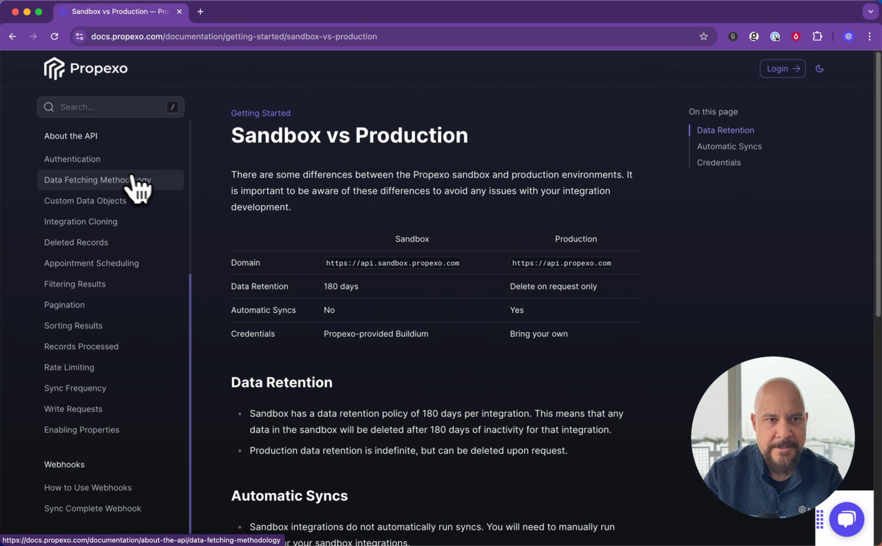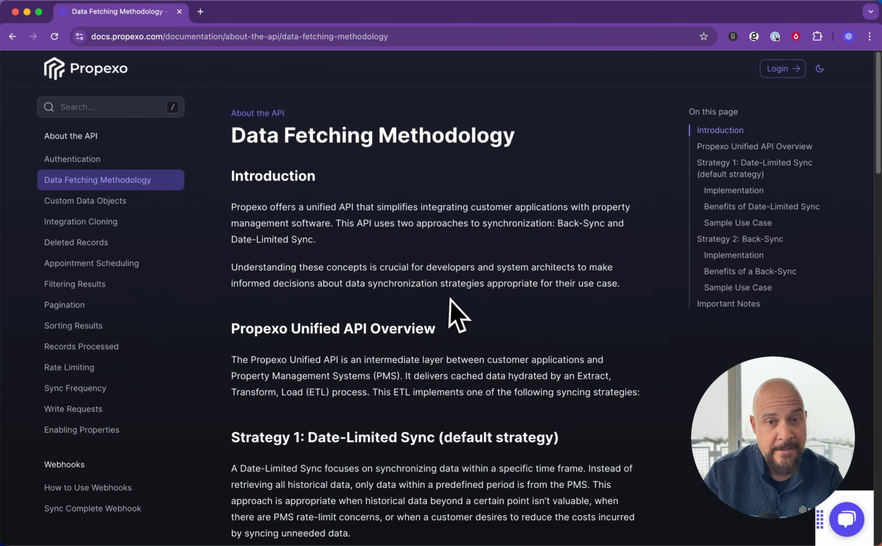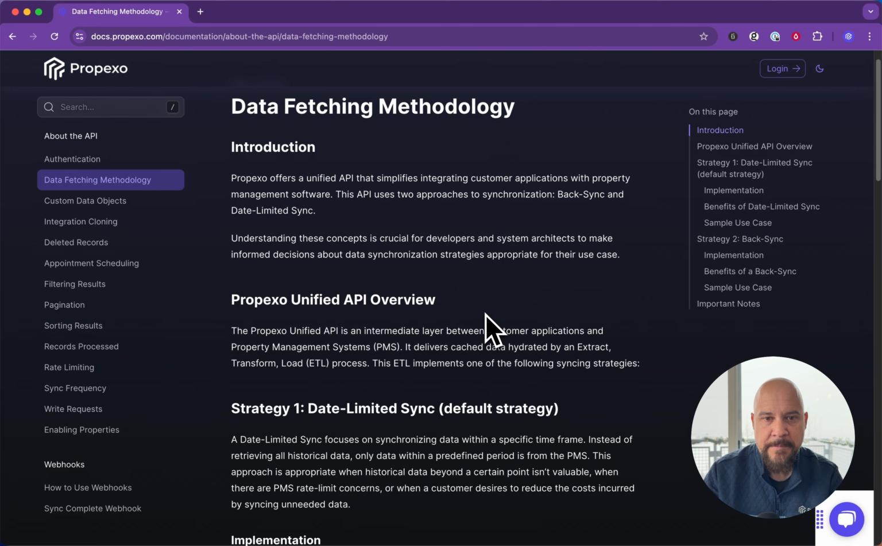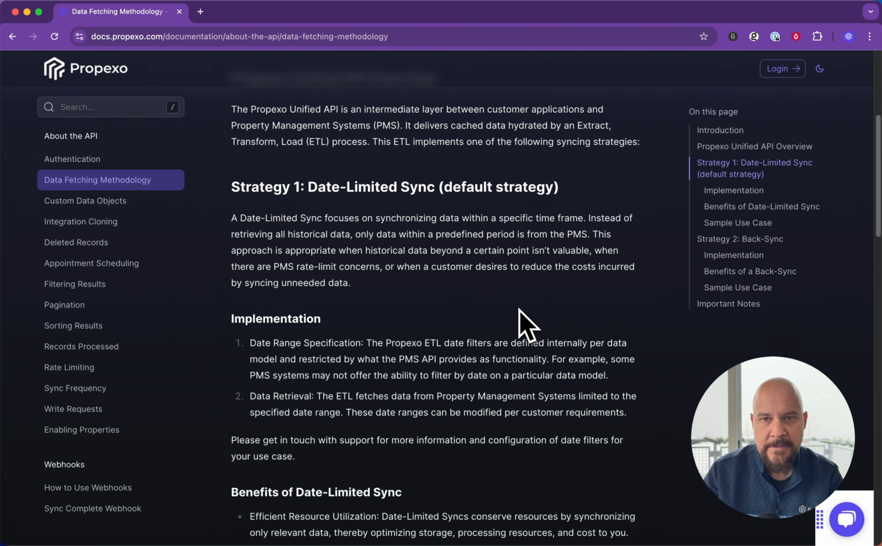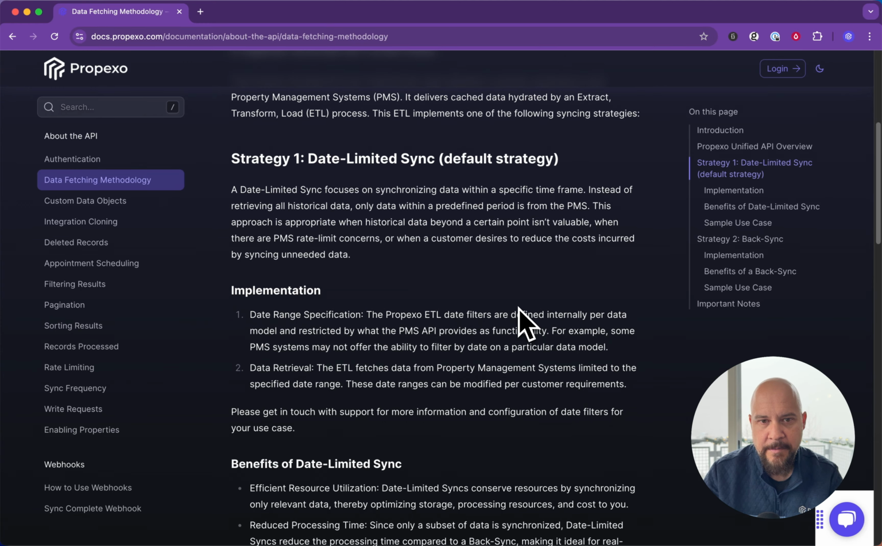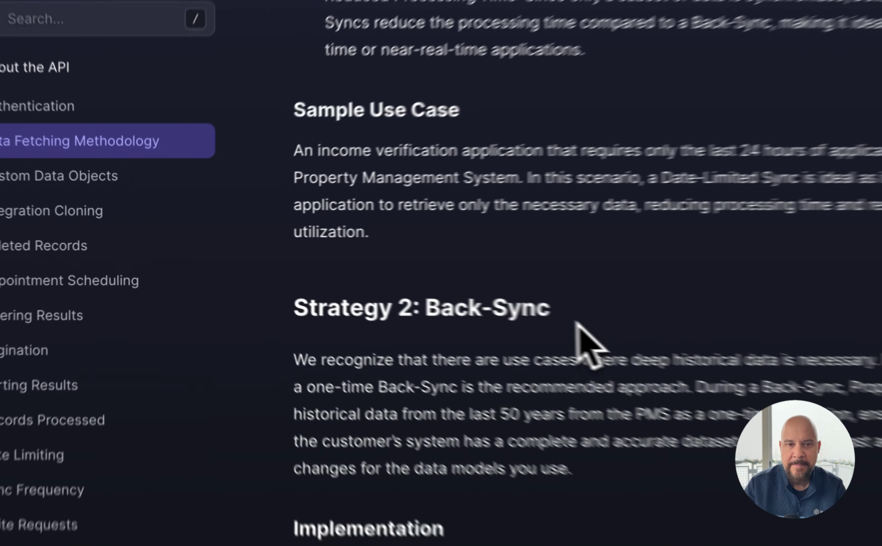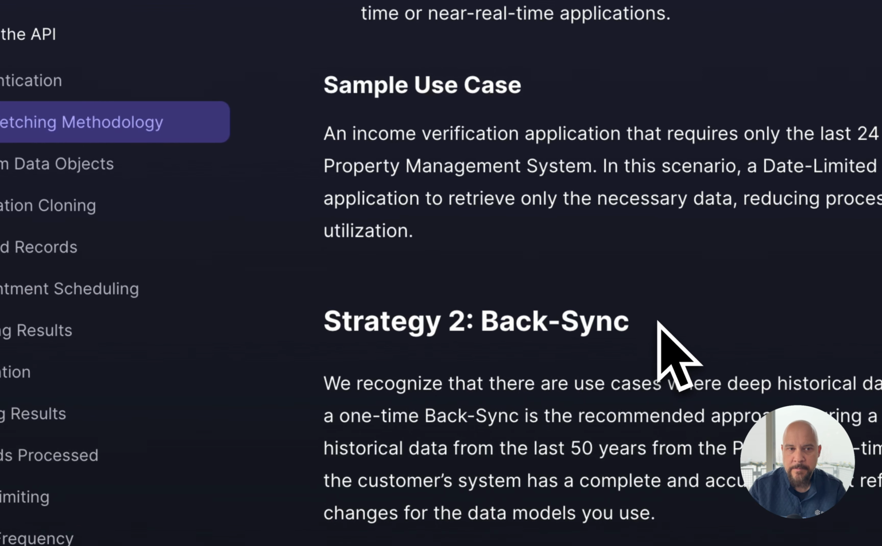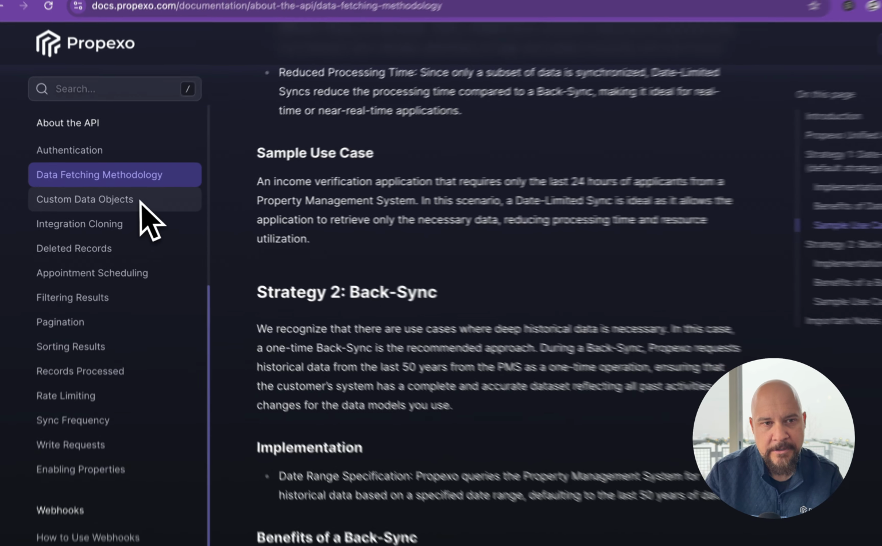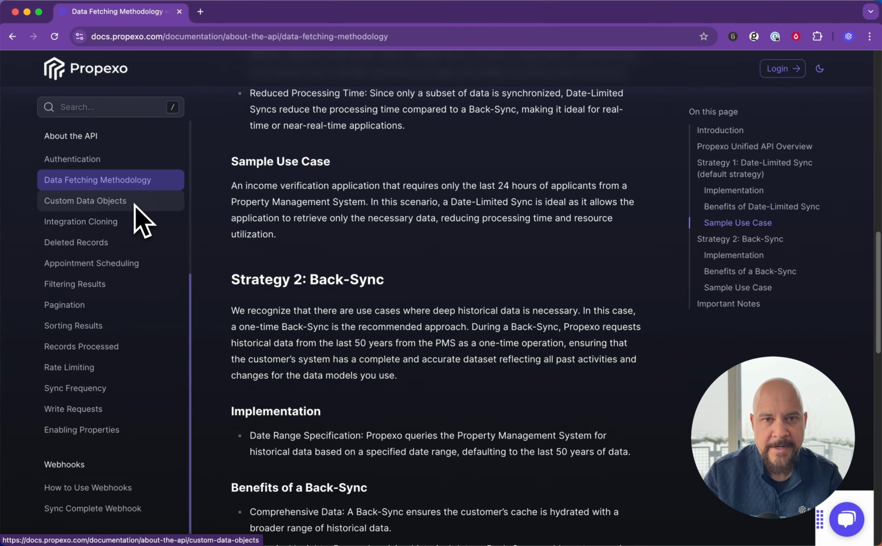Authentication just talks about bearer tokens. Data fetching methodologies, something that is highly recommended to look through. There's a lot of questions that are answered in here about how we fetch data, and then the two types of ways that we fetch data, with backsync being one that ends up being pretty important for a lot of customers. An article on custom data objects, which we provide to customers if there is some data that does not fall into our standard data model.